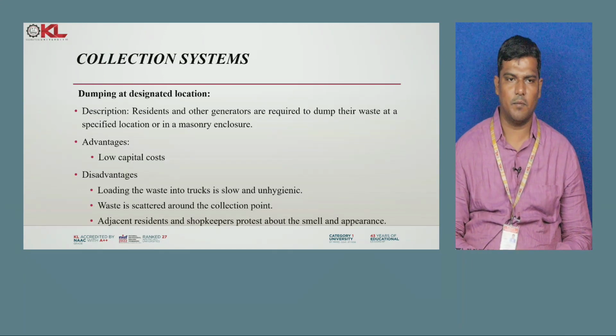Coming to dumping at a designated location, residents and other generators are required to dump their waste at a specified location or in a masonry enclosure. The advantage of this system is low capital cost. The disadvantages are that loading the waste into trucks is very slow and unhygienic, waste is scattered around the collection point, and adjacent residents and shopkeepers protest about the smell and appearance. If the designated points are not cleared daily, there will automatically be odor and poor appearance.